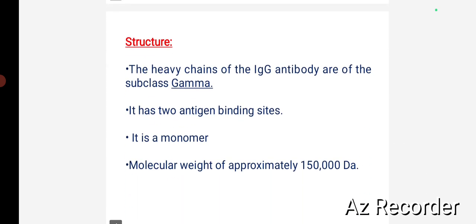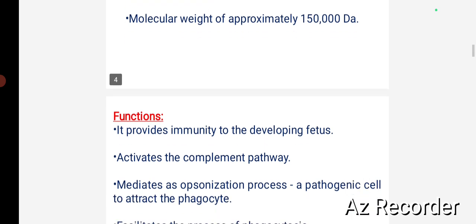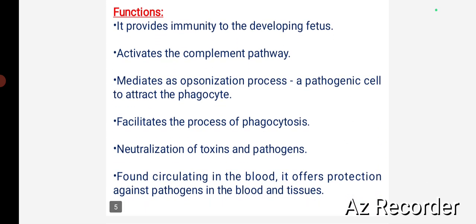Next, structure of IgG. The heavy chains of IgG antibody are of the subclass designated as gamma. It has 2 antigen binding sites. It is a monomeric form. The molecular weight of IgG is 1,50,000 Dalton.